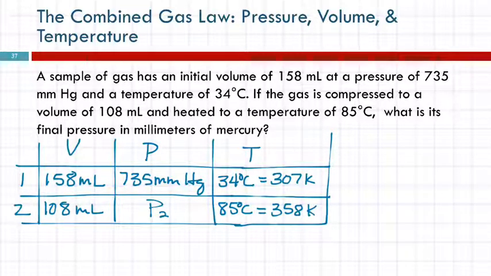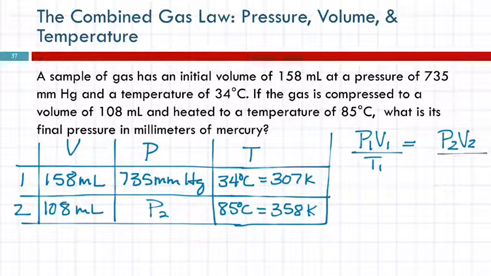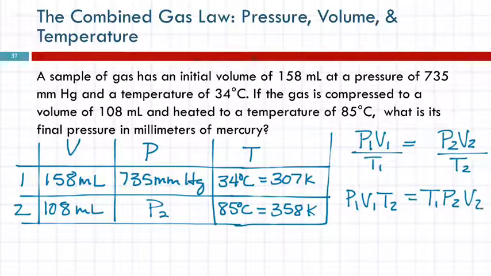So now we see that we have volume, pressure, and temperature changing. We can't use Boyle's law or Charles' law. We need to use the combined law. The combined law is P1 V1 over T1 equals P2 V2 over T2. Fractions, cross multiply. P1 V1 T2 equals T1 P2 V2. These always make me think of R2D2.